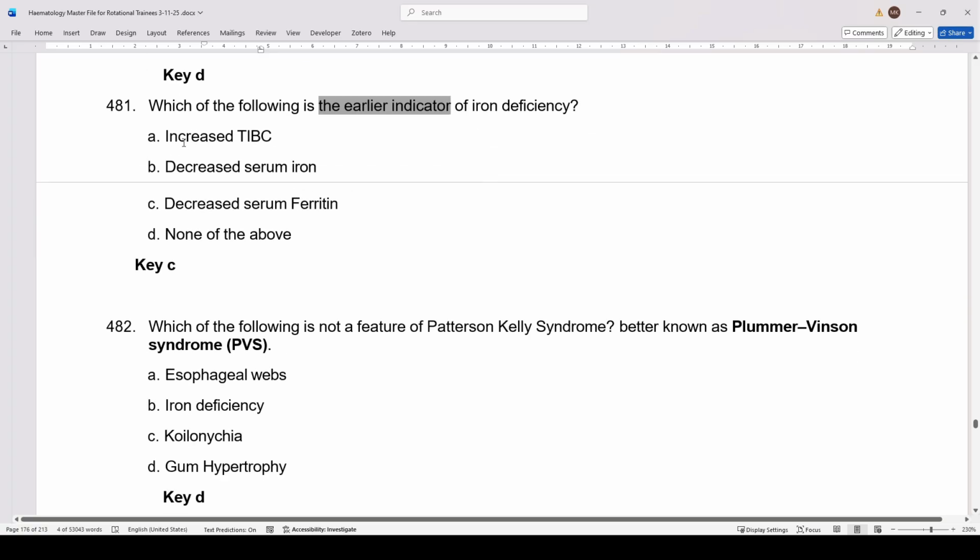So the earlier indicator in this case: increased TIBC, decreased serum iron, decreased serum ferritin, and none of the above. So we do ferritin. Decreased serum ferritin will tell us about the stores of the iron before real iron deficiency anemia develops, because in many cases hemoglobin is around 12 or 13, but when we do the serum ferritin, it is like 20, 30, and the patient will have the symptoms of iron deficiency anemia, but it is considered like the hemoglobin is 12 and everything is okay, but that is not okay. You have to look for the stores of the iron, and for that you have to go for serum ferritin.